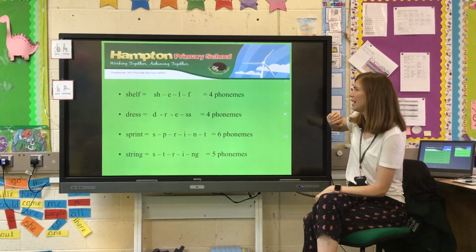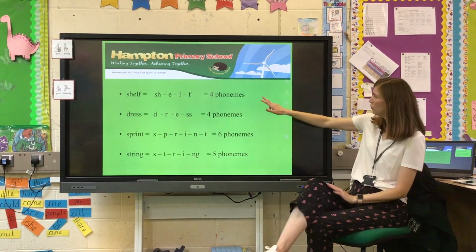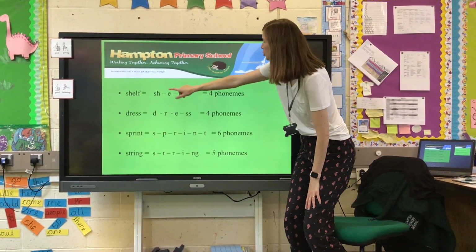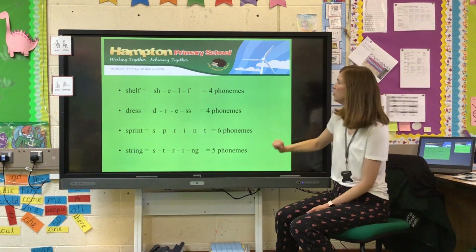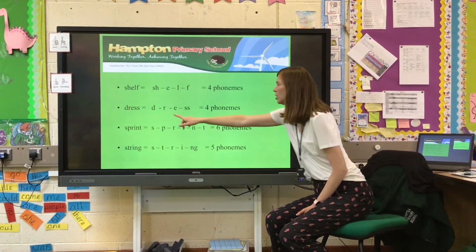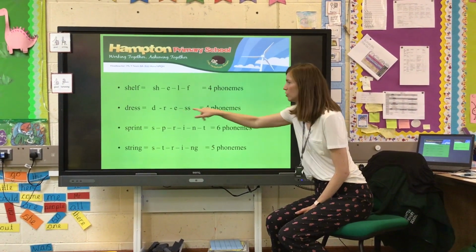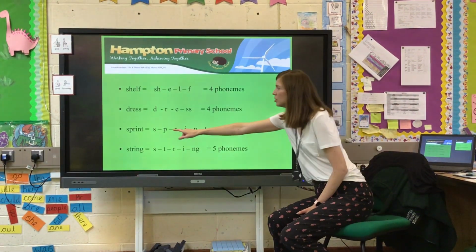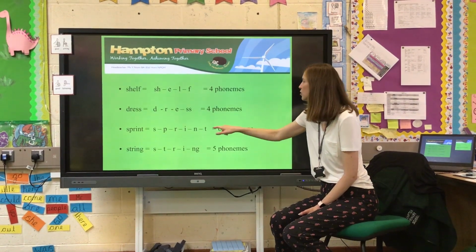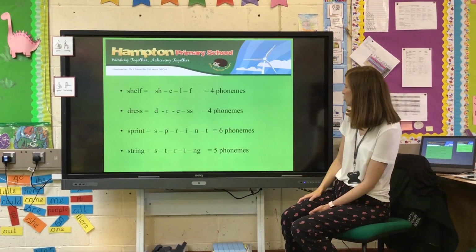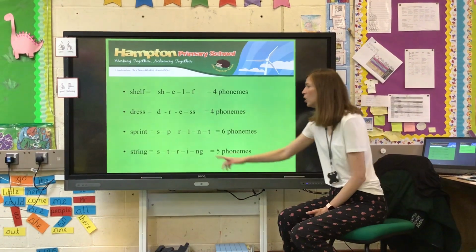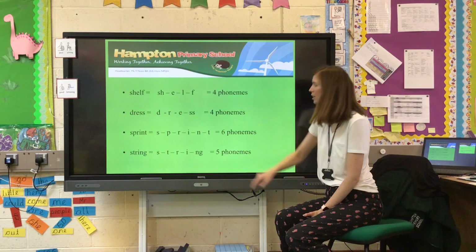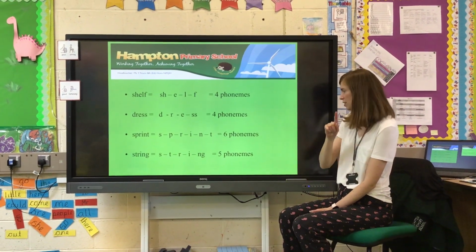And the answer is, shelf has got four phonemes or four sounds: sh, e, l, f, because sh is one sound. Dress has got four phonemes: d, r, e, ss. Sprint has actually got six phonemes: s, p, r, i, n, t. And string has got five phonemes: s, t, r, i, and the ng at the end is a digraph, so it's two letters that make one sound.